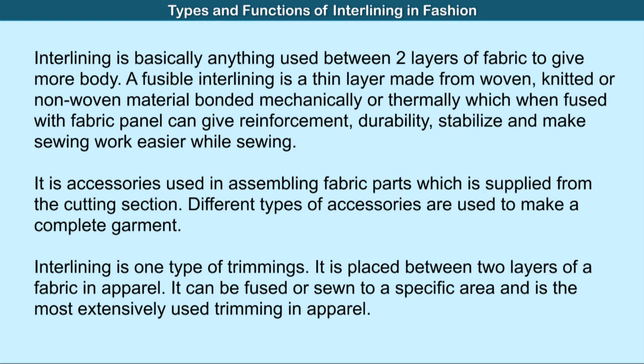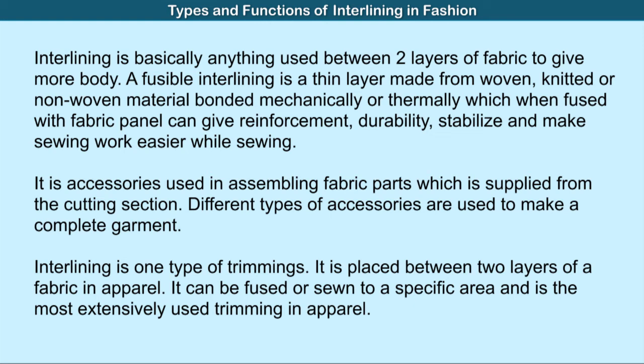Interlining. Types and functions of interlining in apparel. Interlining is basically anything used between two layers of fabric to give more body and support. A fusible interlining is a thin layer made from woven, knitted or non-woven material, bonded mechanically or thermally, which when fused with a fabric panel can give reinforcement, durability and can also stabilize and make sewing work easier while stitching.